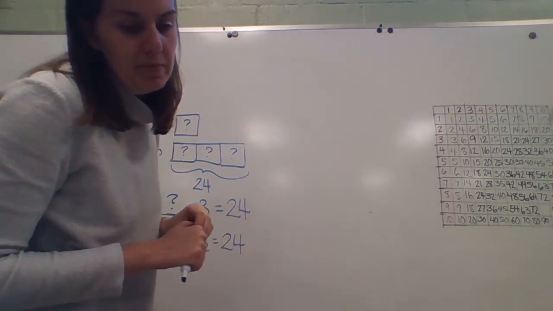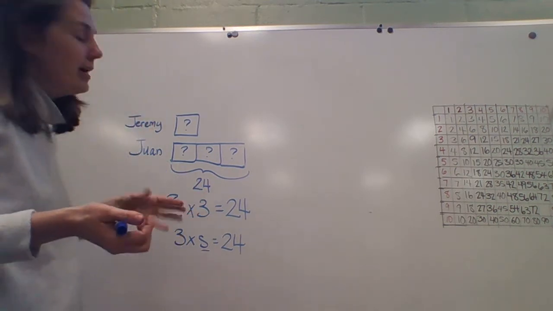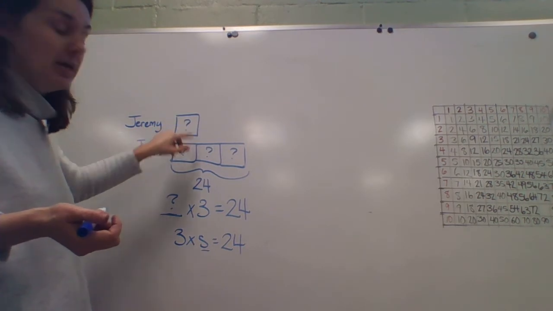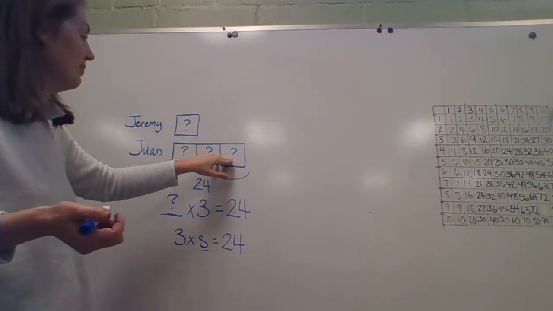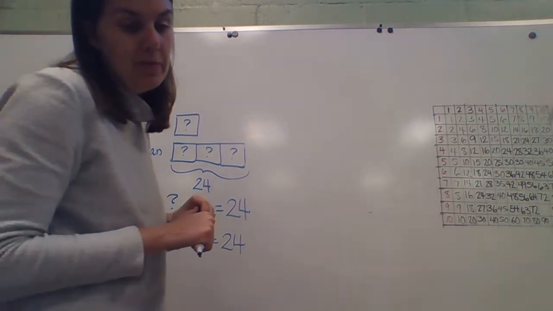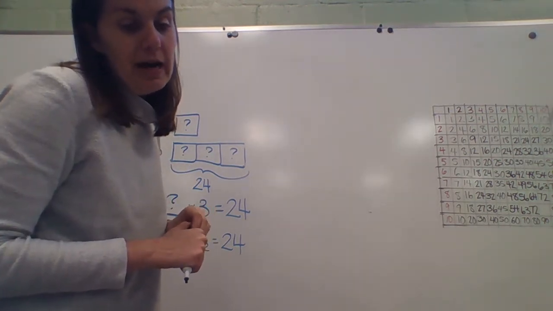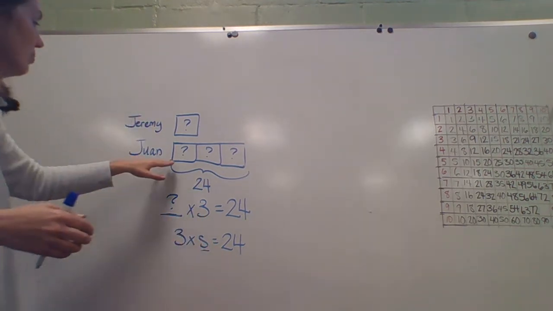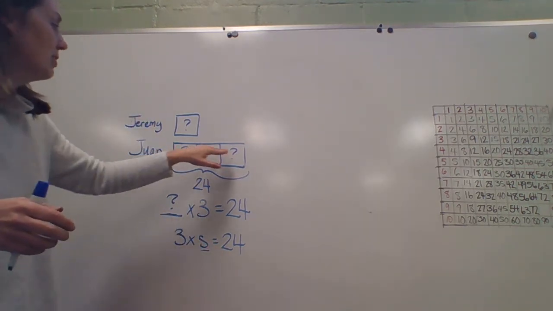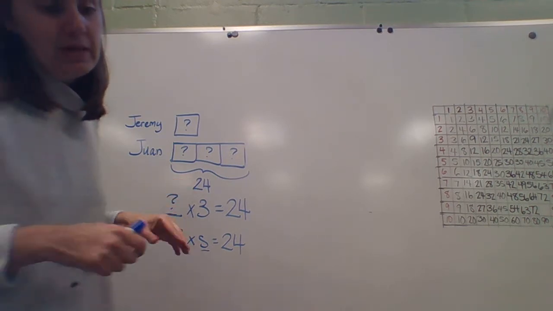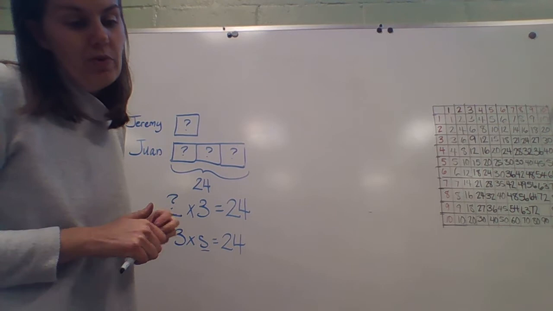Number 2, how does the bar model show how many shells Juan finds? Well, Juan found 3 times the question mark, 3 times the amount of shells that Jeremy found. So we're going to have those 3 boxes in the bar model. Number 3, how does the bar model show that 24 is 3 times the other number? Well, we see that we have the question mark 3 times is equal to 24. So the total value is 24.